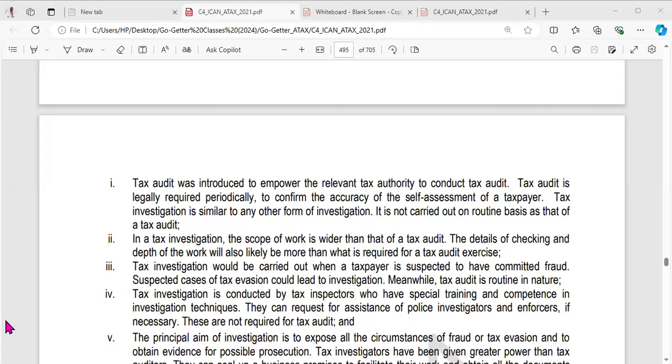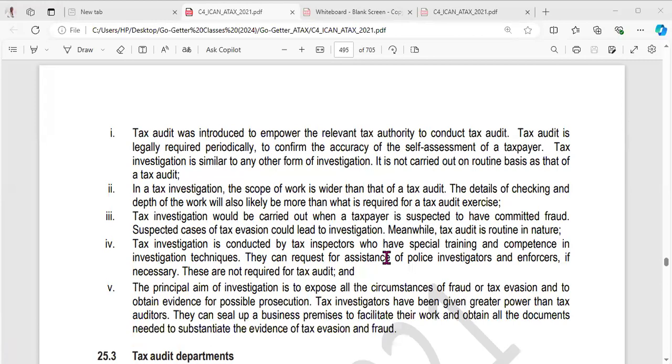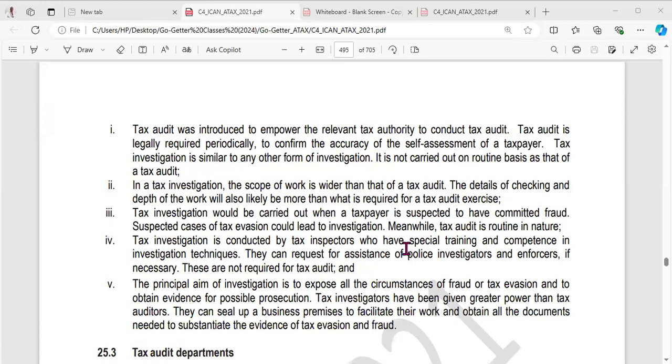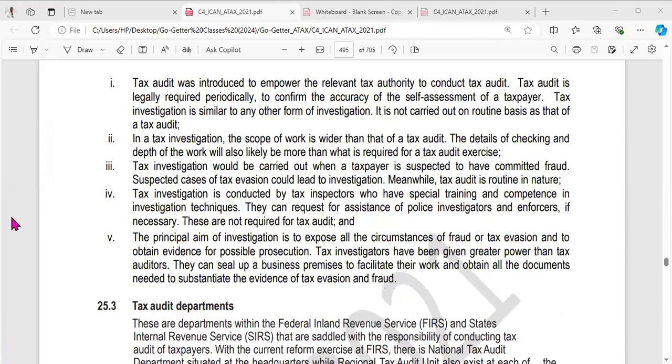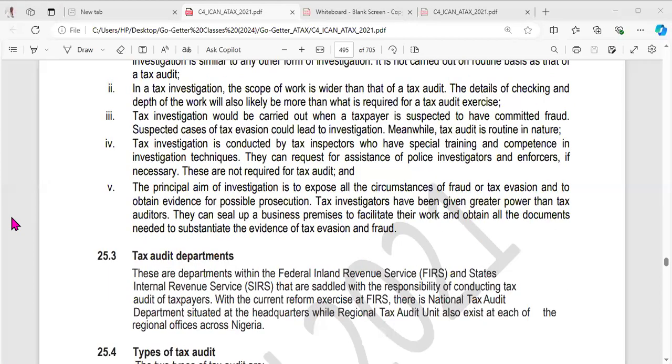All right. Tax investigation is conducted by tax inspectors who have been specially trained and are competent in investigation techniques. They will request the assistance of police investigators and enforcers if necessary. All of these are not required for a tax audit. A tax audit is just a desk audit you do at your desk, so you don't need special training as in the case of investigation. The principal aim of investigation is to expose all the circumstances of fraud or tax evasion and, particularly, to obtain evidence for possible prosecution.